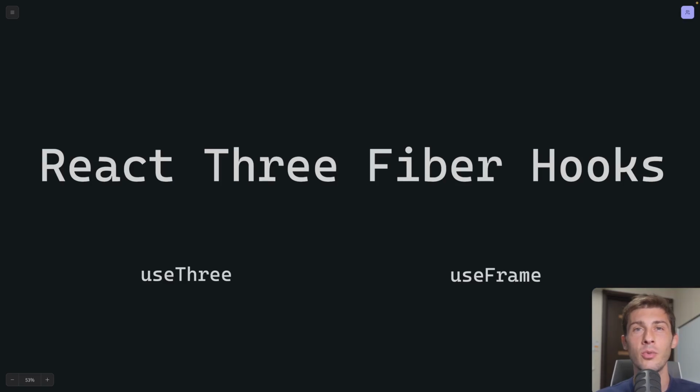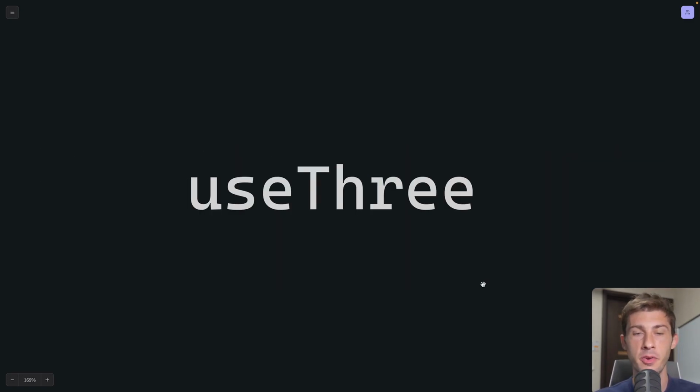In these lessons, we will discover two hooks provided by React Three Fiber that are very useful. We have useThree and useFrame. Let's start with useThree. It gives us access to a lot of useful information about our current project, such as the renderer, the scene, the viewport, the camera, and so on.